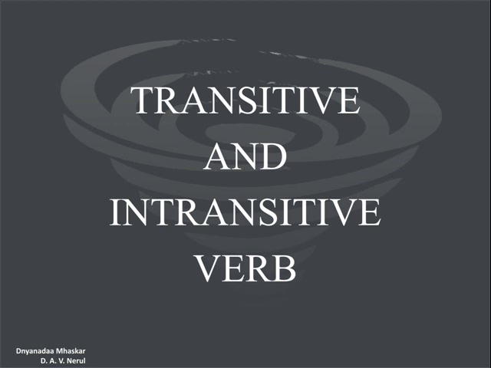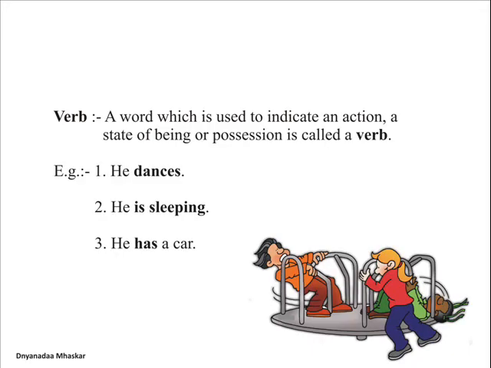So let us begin. Let us first understand the role of a verb. As mentioned several times in my previous videos, the role a verb plays in a sentence and why you should be thorough in it. Of course, I shall be making a video soon on it. Verb: a word which is used to indicate an action, a state of being or possession is called a verb.